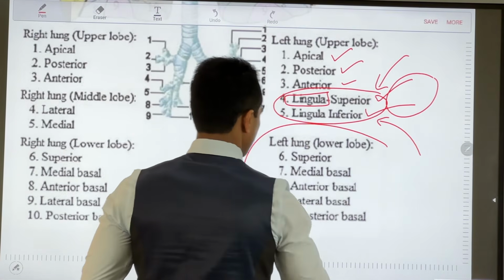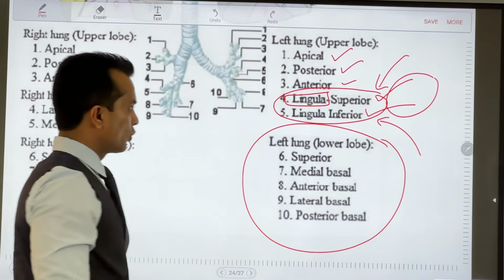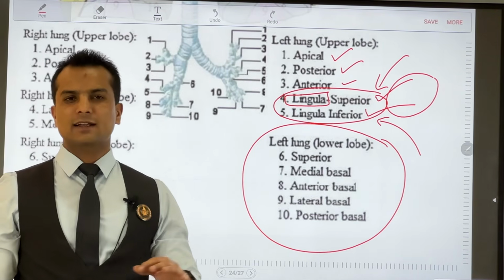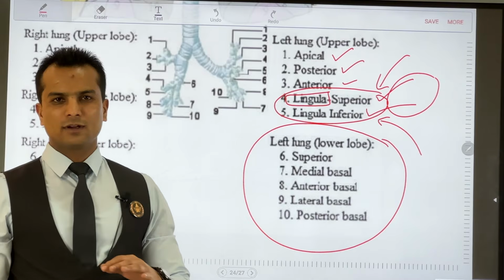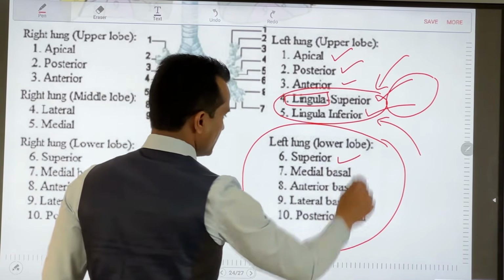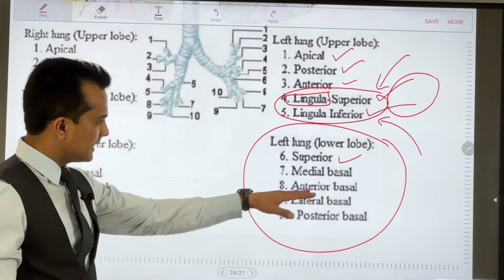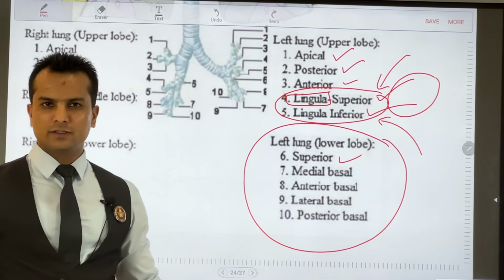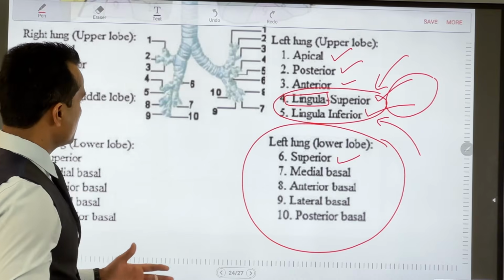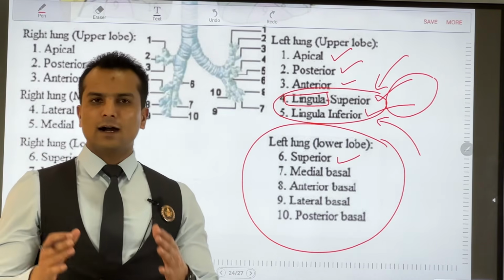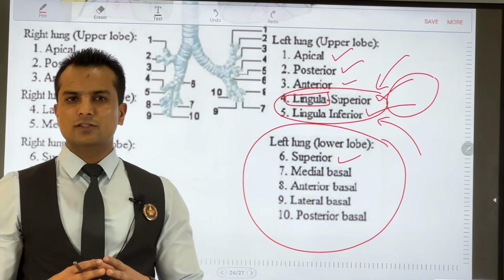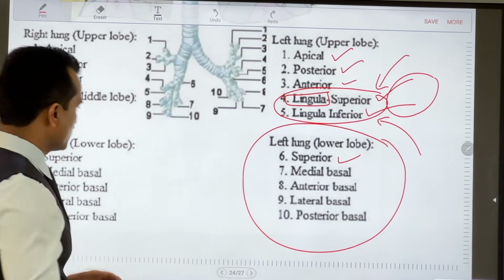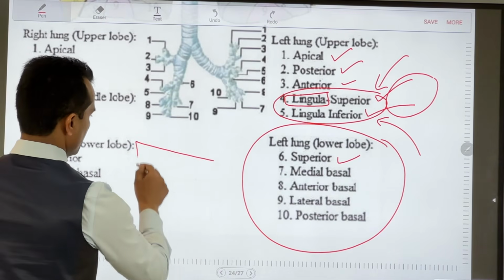And in the left lower lobe, the bronchopulmonary segments are the same as in the right lower lobe. First is the superior, then you have the medial basal, anterior basal, lateral basal, and then the posterior basal. So these 20 bronchopulmonary segments are basically the structural, functional, and surgical unit of the lung. And each bronchopulmonary segment is pyramidal in shape.